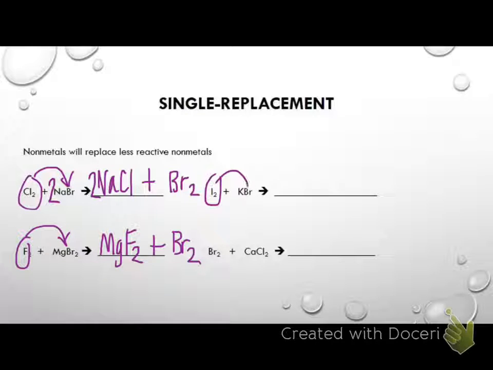Iodine, we check to see if it will replace bromine. It will not, because it's below it, so we say no reaction. Next one is bromine. Will it replace chlorine? I look at my list. Bromine is below chlorine, so it will not work, so that is also a no reaction.